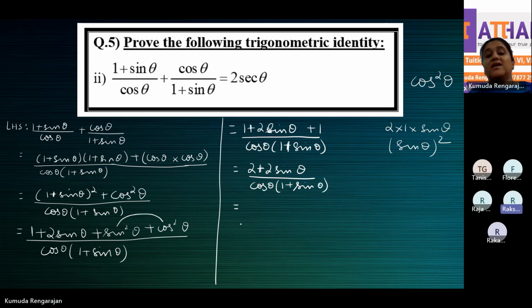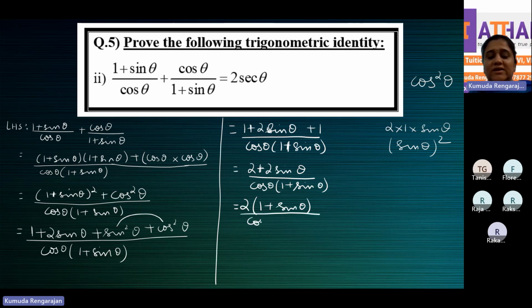Taking out the common. Correct. 2 is common in the numerator, taking out the common factor 2. That's one of the rules, right? Whenever there's something common, take out the common factor. So 2 is common, take it out. So 1 plus sine theta divided by cos theta into 1 plus sine theta. Next one. The expression 1 plus sine theta and 1 plus sine theta gets cancelled.